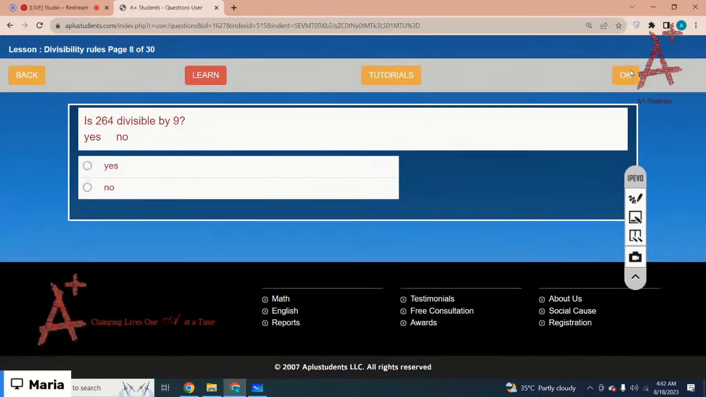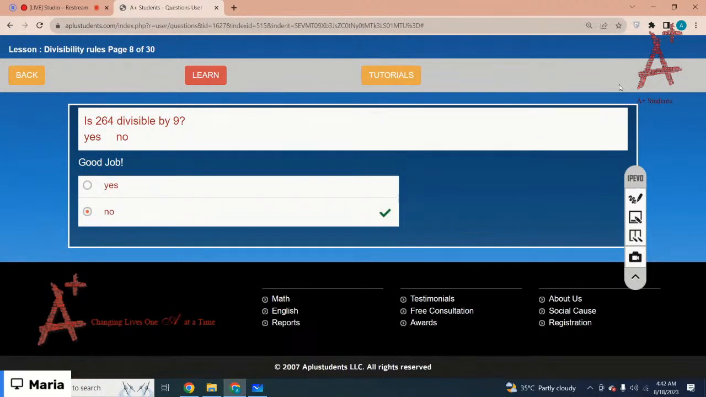Is 264 divisible by 9? The divisibility rule for 9 is that the sum of the digits is divisible by 9, right? Just add the digits: 2 plus 6 is 8... 6 plus 4 is 10, and plus 2 is 12. Is 12 divisible by 9? No, that means the number is not divisible by 9, right?